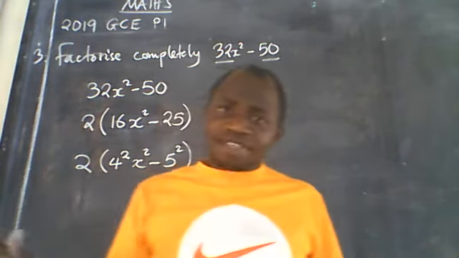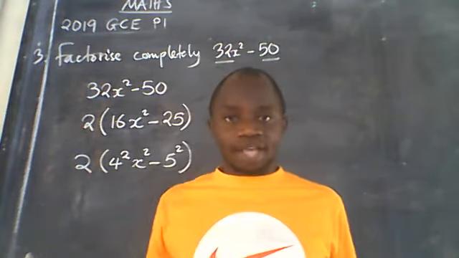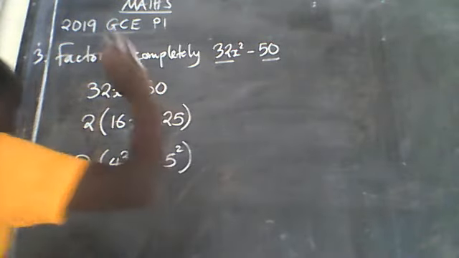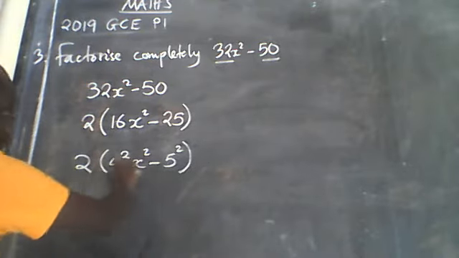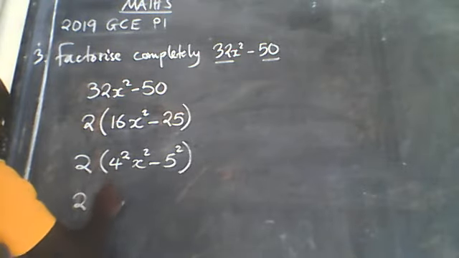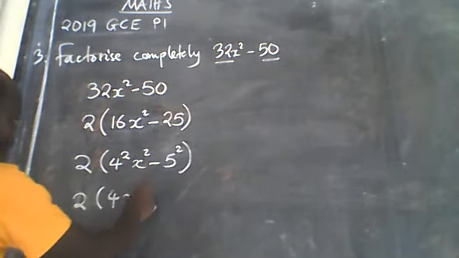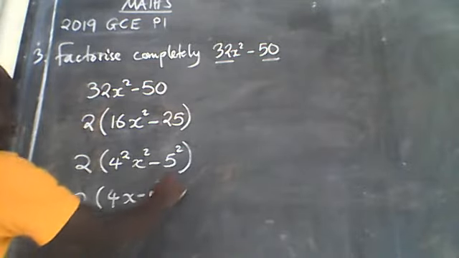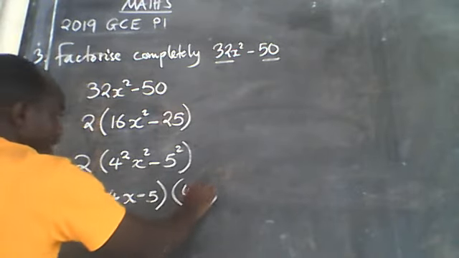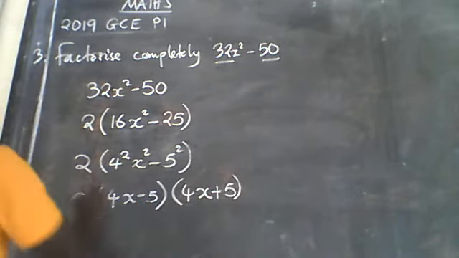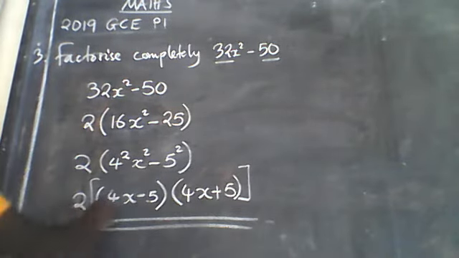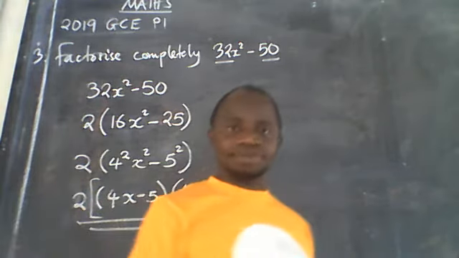What next? If you express everything in square form, ignore the squares now. Okay, ignore the squares. Once you ignore them, then we have 2 here. What has remained, the base, is a 4. And then x minus, the other one will be 5. Then the other bracket, you just change the sign to have a plus, which is 4x plus 5. You are done. If you want, you can even introduce square brackets like that to show that the 2 is for everything there. You are done. Just like that.